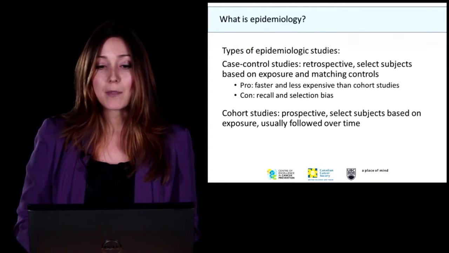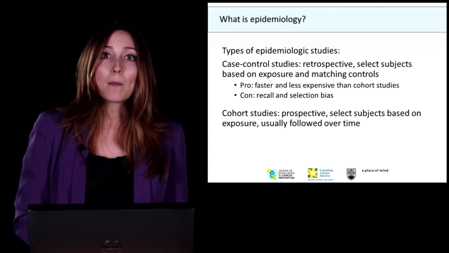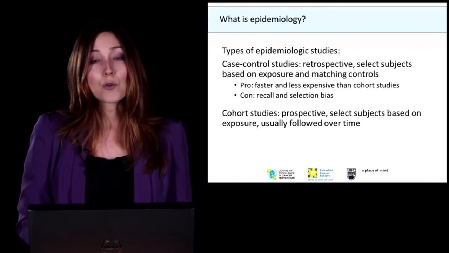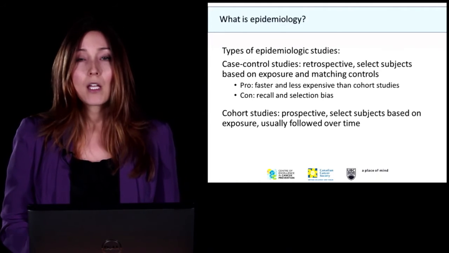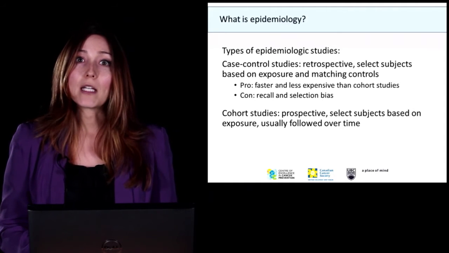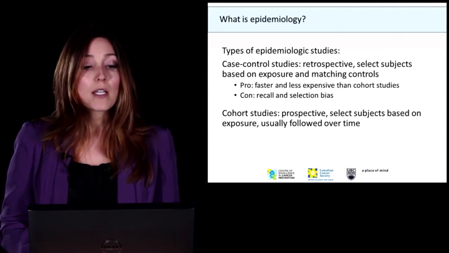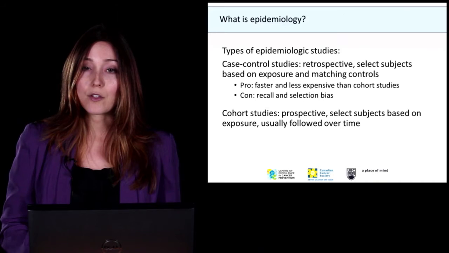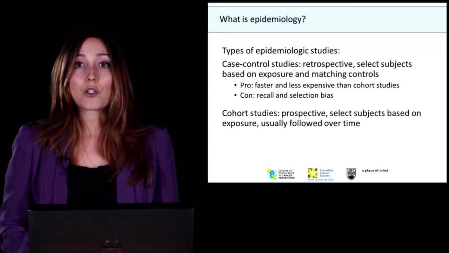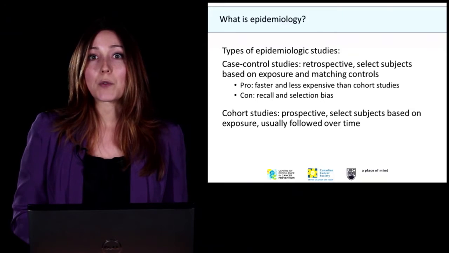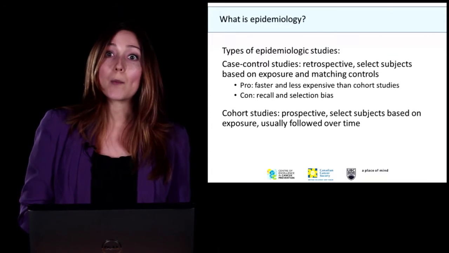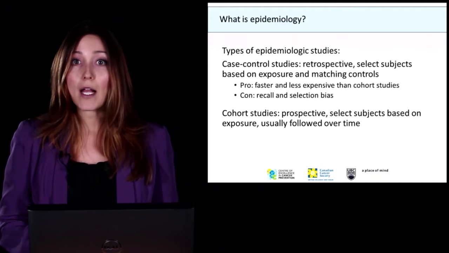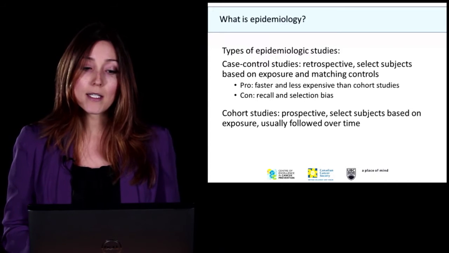There are many different types of epidemiologic studies. Two of the most common types that are often used with omega-3 research as well as omega-3 policies are case control studies and cohort studies. Case control studies are retrospective, meaning that they're looking backwards in time. They select subjects based on exposure, so for example, selecting individuals who have cardiovascular disease, and then select matching controls. So for example, selecting individuals based on the same age, based on the same gender or body mass index. A strength of a case control study is that they tend to be faster and less expensive than cohort studies.